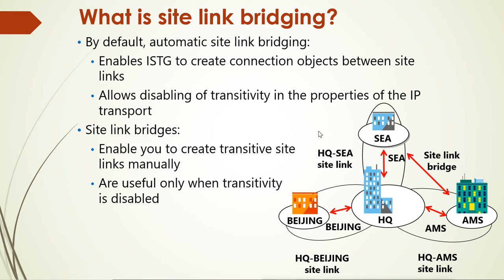So what is site link bridging? There is bridging also. By default, automatic site link bridging enables the ISTG to create connection objects between the site links, unless transitivity is disabled on the properties of the IP transport. The site link bridges enable you to create the transitive site links manually and are useful only when transitivity is disabled.